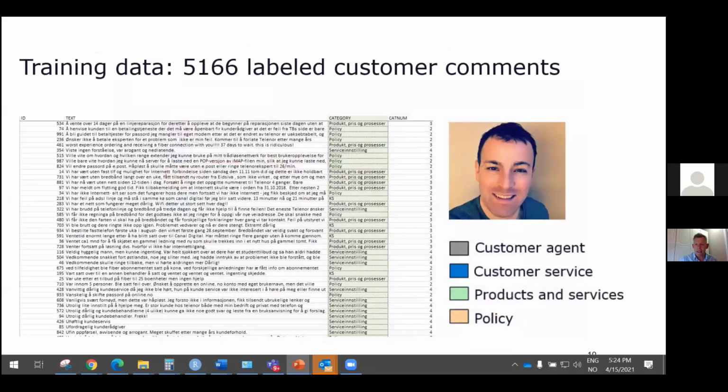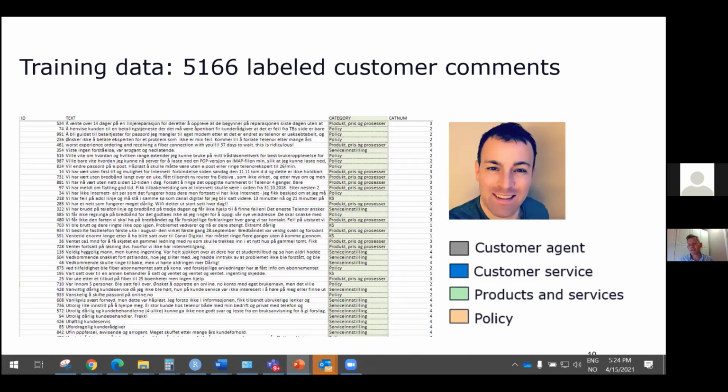So here's the training data. What's most interesting is actually the negative feedback. So we took a little more than 5,000 of these comments, but we took the most negative ones because most of the interesting information is there. So we only actually use that. We create a model that we can use on the negative feedback. And then we started with just 4 categories.